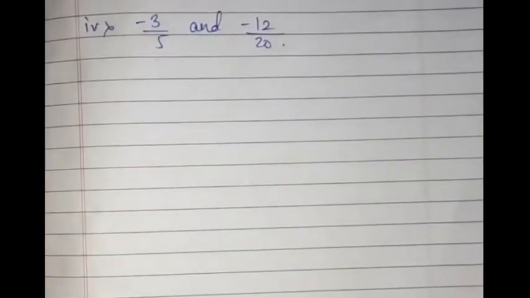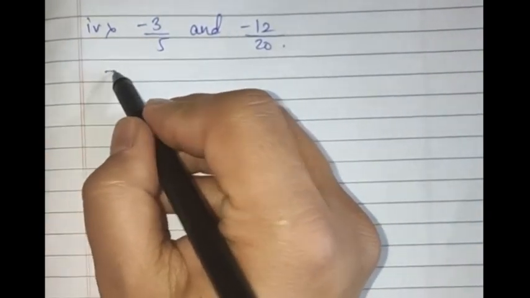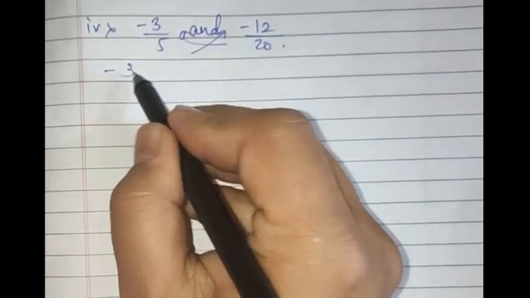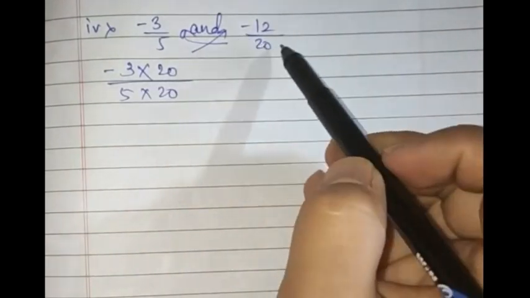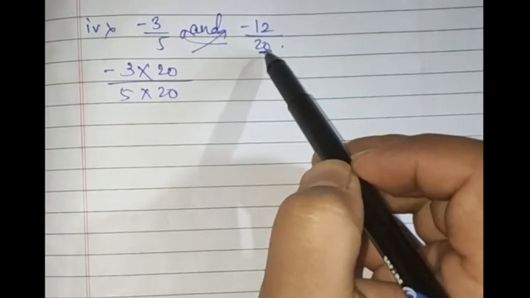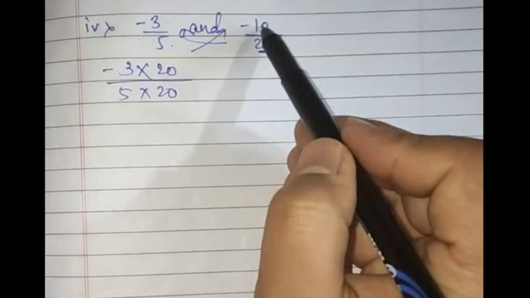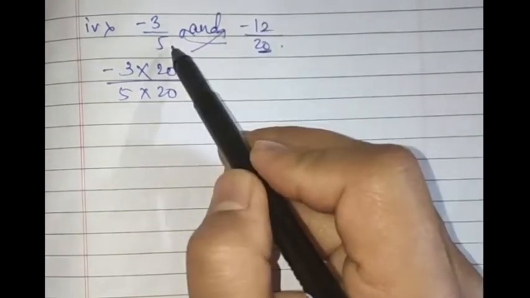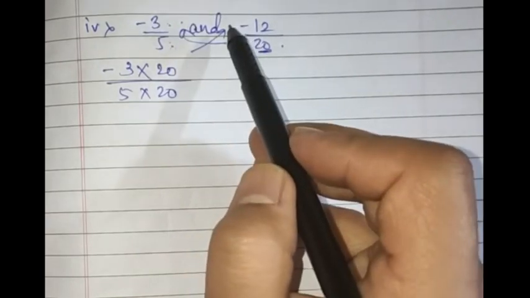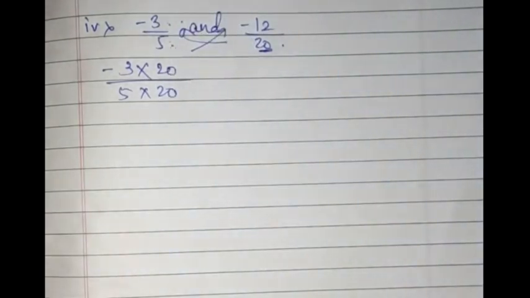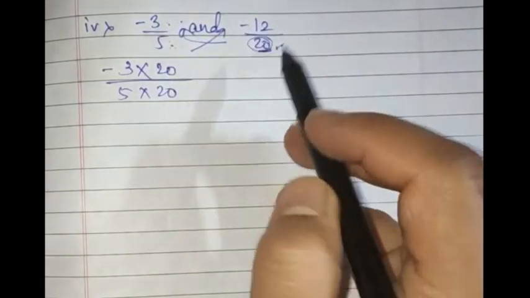Here we have the next question, question number 4, minus 3 by 5 and minus 12 by 20. To do this, use the crisscross method, 5 into 20. Do not get confused, okay? Whenever you are multiplying with a number, you have to multiply on both sides. Many students multiply minus 12 with this, 20 on one side and minus 12 on the other side. That is not the way or process. Whenever you take one number, you have to choose that number on both sides, okay?